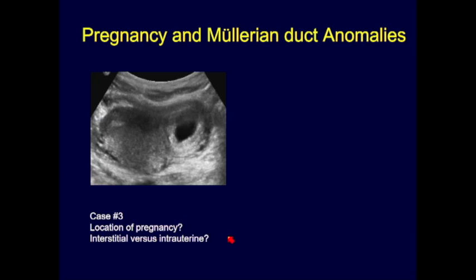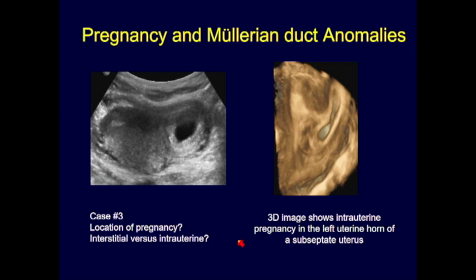So where is this pregnancy? Well, I didn't discuss until now the presence of an IUP or gestational sac in a uterus with a Mullerian duct anomaly. So this patient had an IUP in the left uterine horn of a subseptate uterus. Look at how it looks like there's a bulging of the uterus and how it can be confusing.